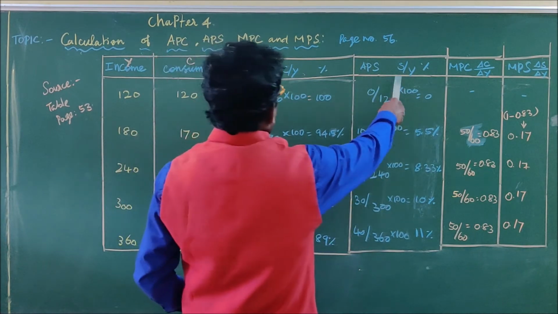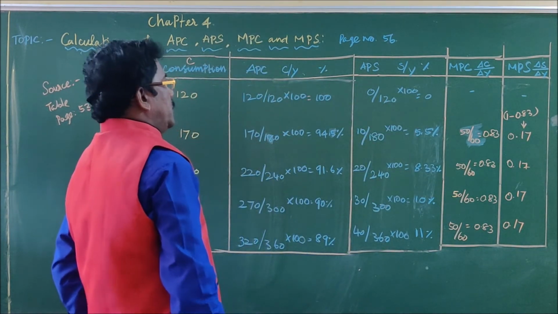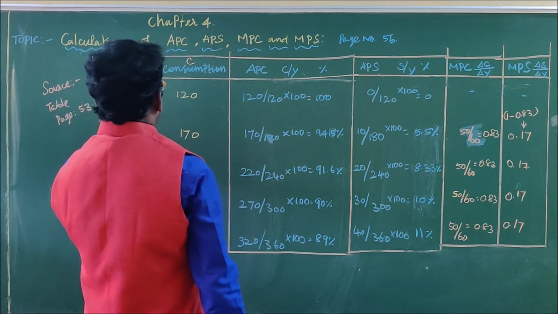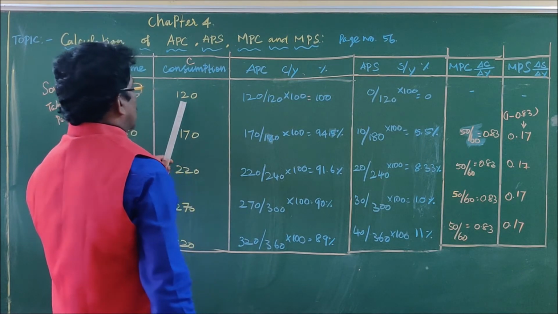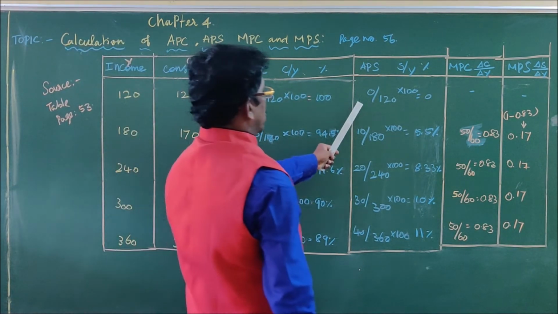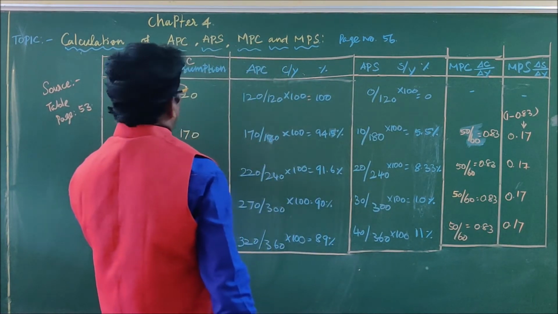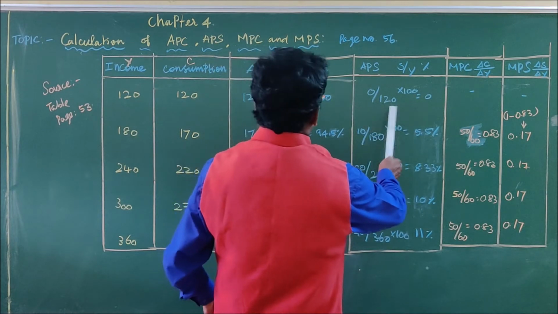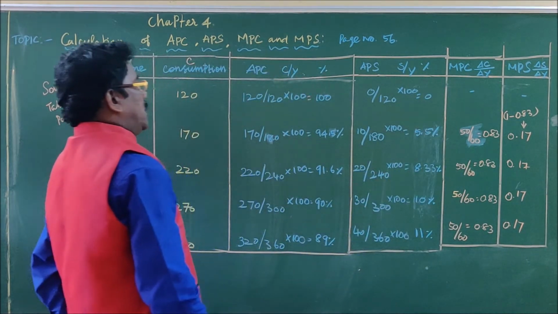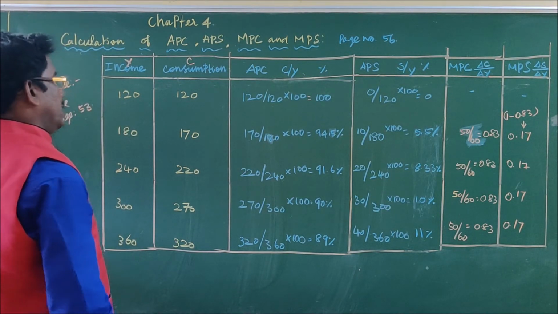And the next one is APS, average propensity to save. The formula is savings by income into 100 percent. In the first case, how much is savings? Income is 120 rupees and the consumption is also the same 120 rupees, so there is no savings. So 0 divided by income 120 rupees, 0 by 120 into 100, the answer is 0.